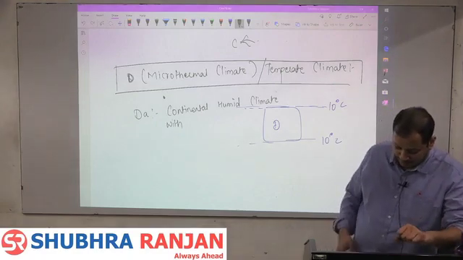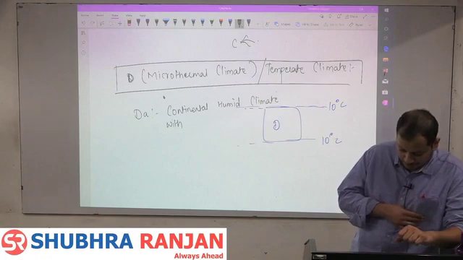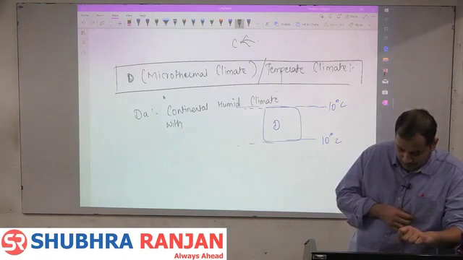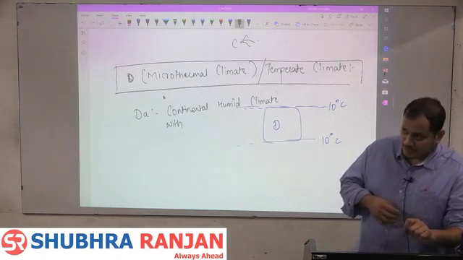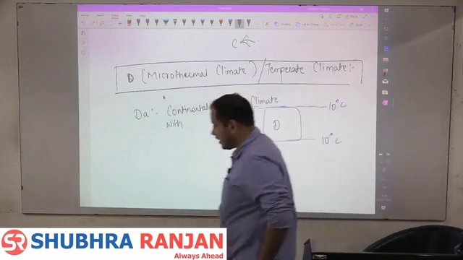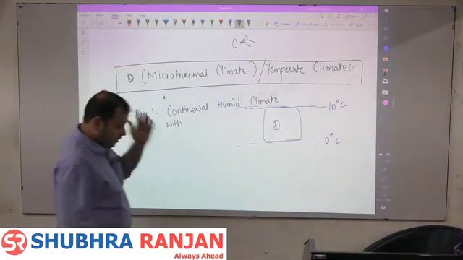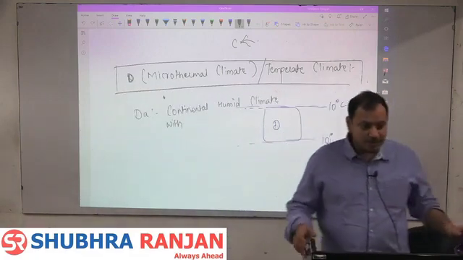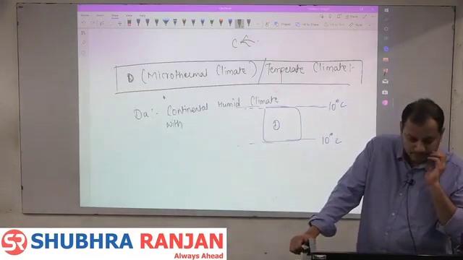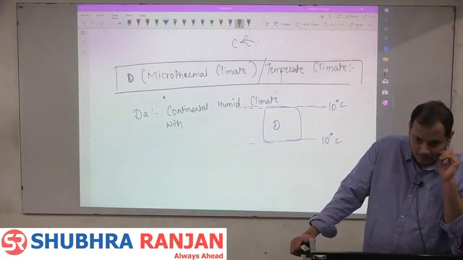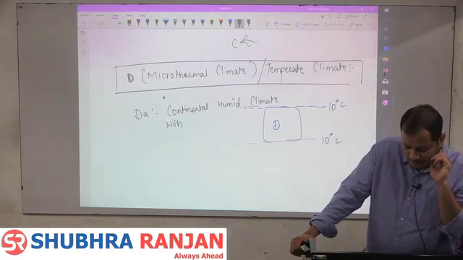DB climate, where temperature of the warmest month is below 22 degrees Celsius. Earlier it was about 25, now below 22 degree Celsius.